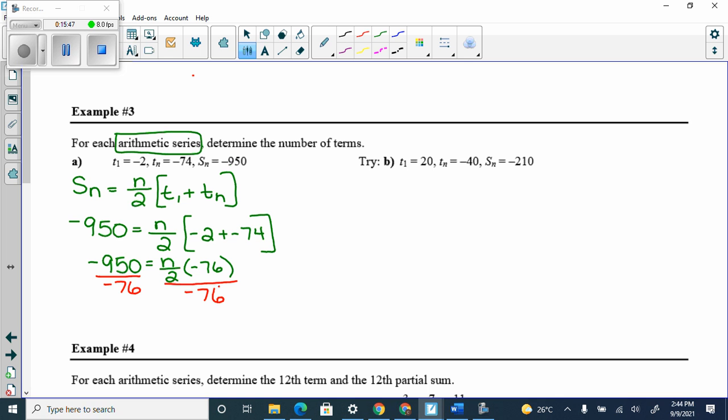Now, n is the number of terms. Can the number of terms be a decimal? Can there be like 3.2 terms? That makes no sense. Can there be a negative number of terms? No. If you get a negative for n or a decimal for n, rethink your answer, because it makes no sense. What's negative 950 divided by negative 76? 950 divided by 76, sorry? That's okay. We're not at n yet, right?